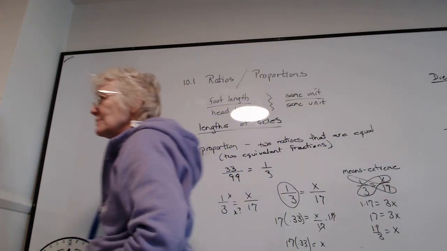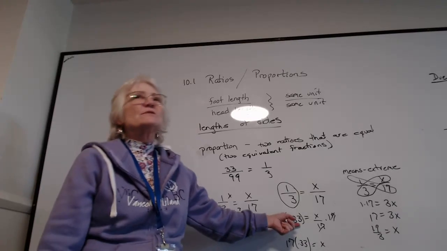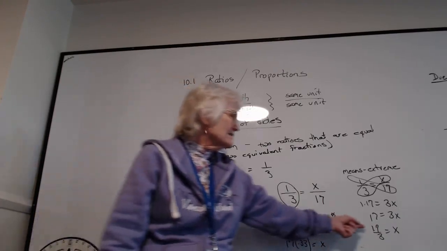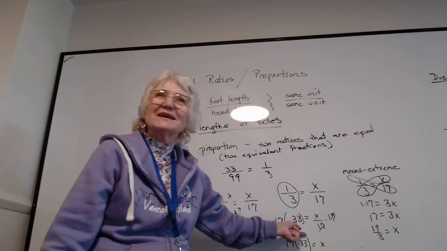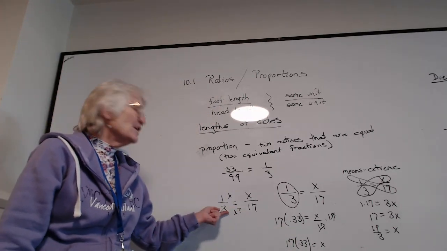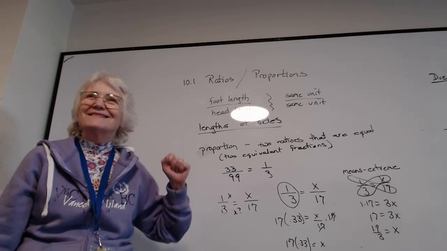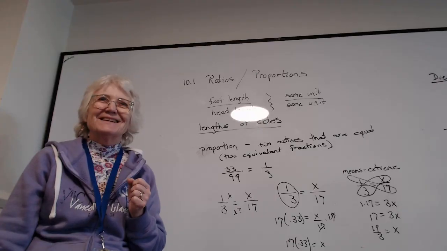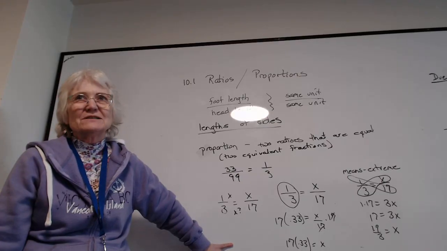All of these are legitimate ways of finding your proportion. Any of them work. They will all give you the same answer. Because if you notice, this is 17 times 0.33, which is really 1/3. This is 17 divided by 3, which is really the same as multiplying by 1/3. So it gives you the same answer. All of these things work. Doesn't matter which way you do it.